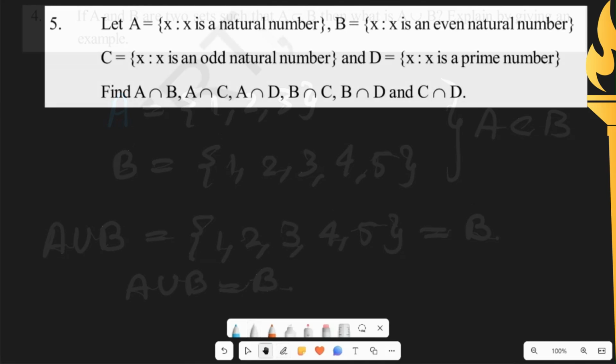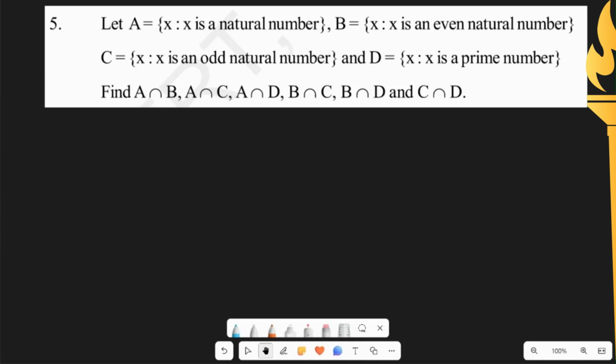We have the fifth question of exercise 2.2. So it says let A is equal to x such that x is a natural number, set B x such that x is an even natural number, set C x such that x is an odd natural number, and D is such that x is a prime number. So first let's write the set roster forms of the set builder forms.